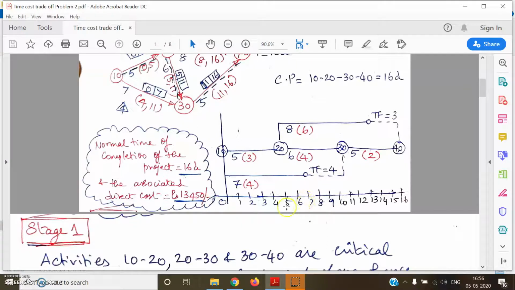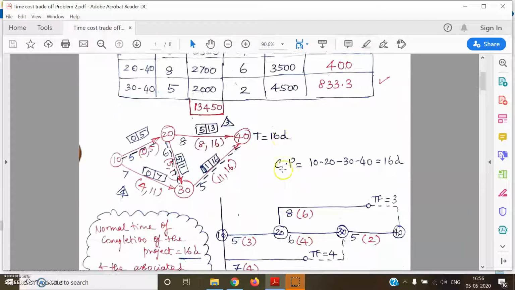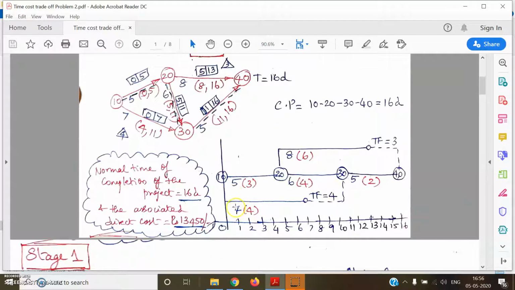Okay. Now to further proceed with the analysis, I'm incorporating the crash time values against the normal time. So as you can see, 1020 has got a normal time of 5 days and a crash time of 3 days, as can be seen from the table. 5 days and 3 days. 1030 has a normal time of 7 days and a crash time of 4 days. So 1030 normal time is 7 days and the crash time is written by the side of it in the red mark within brackets. Okay. So what is the meaning of this? Each of these activities, for example 1020 with a normal time of 5 days, can be crashed to 3 days.